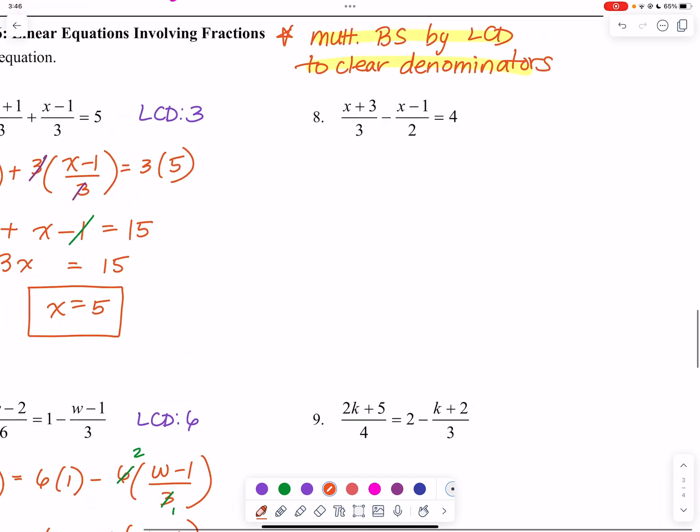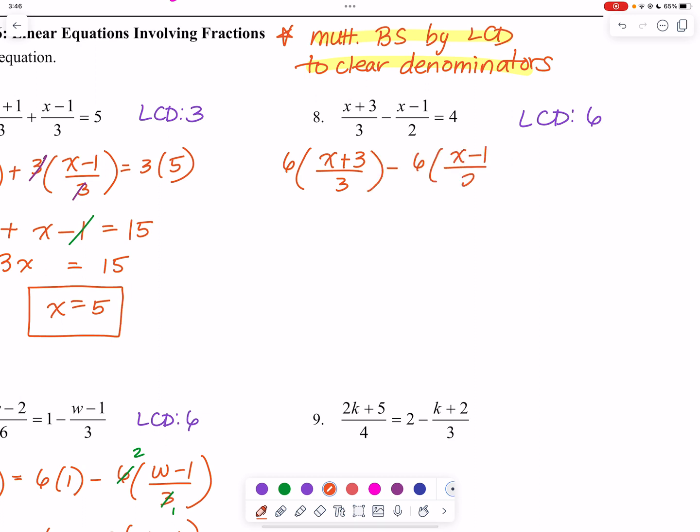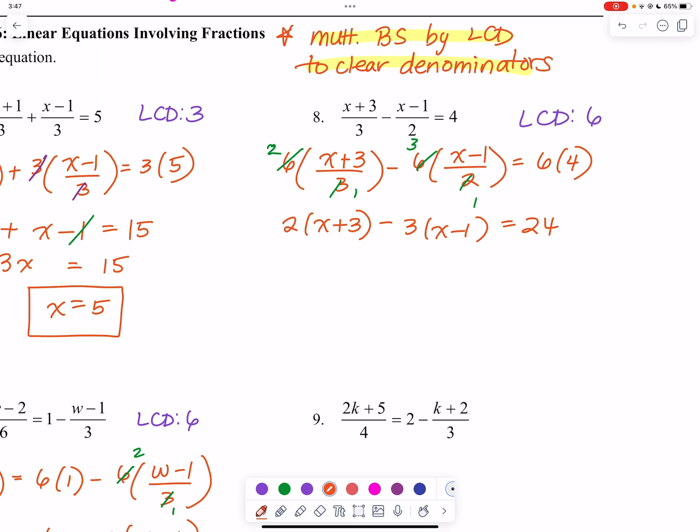Looking at number 8, as you can see, our LCD is 6. So we will have 6 multiplied by x plus 3 divided by 3, and 6 multiplied by x minus 1 divided by 2. And this is a very nice way to simplify these rational equations. Taking a look, we now have 2 times x plus 3 minus 3 times x minus 1 equals 24.